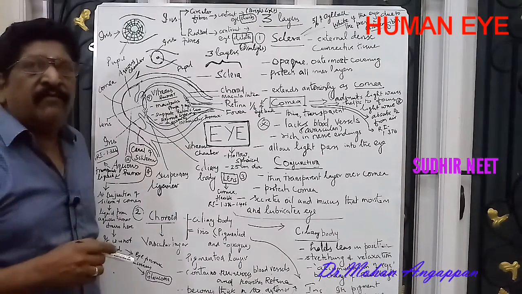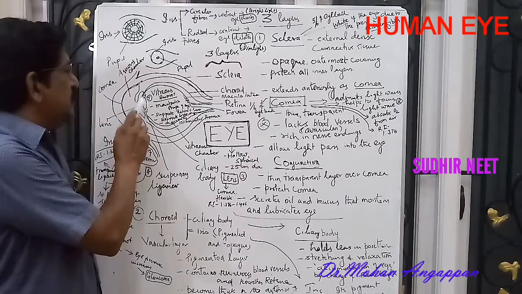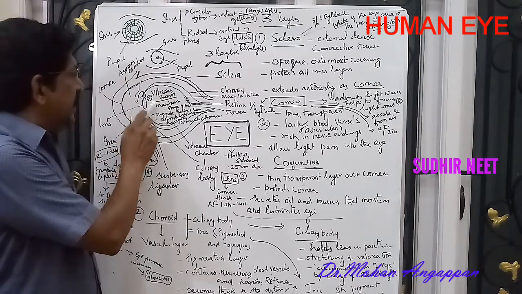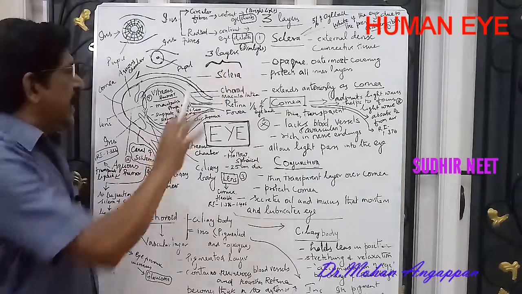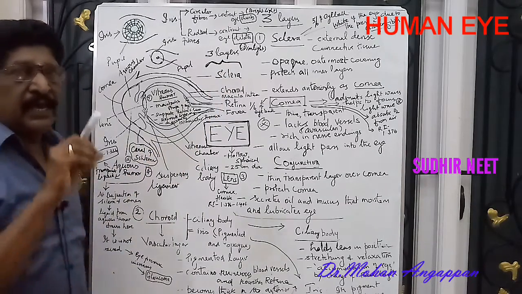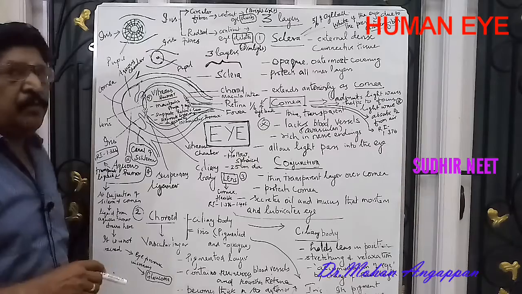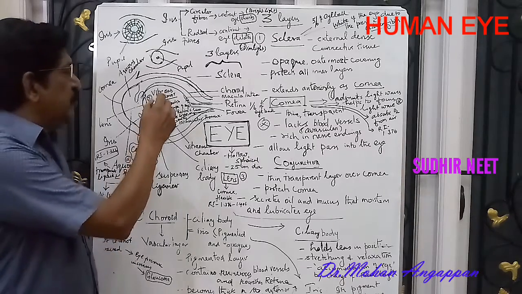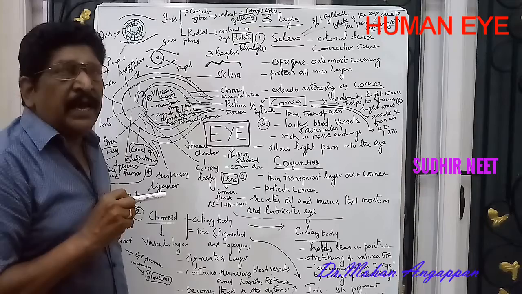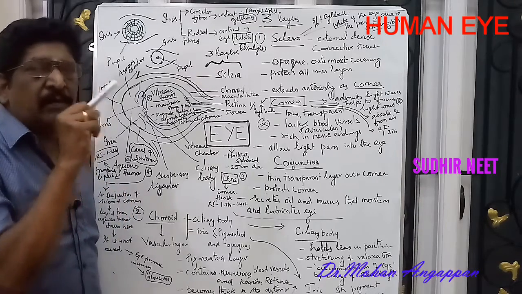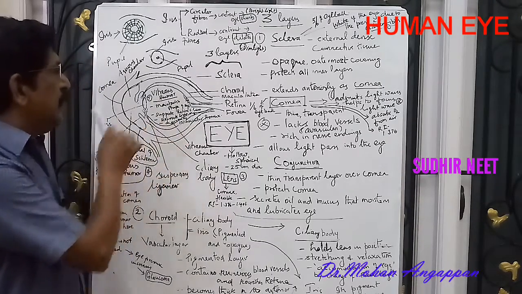Another very important function of this vitreous humor: as the light passes through this lens and comes to the vitreous chamber, the vitreous humor refracts the light. It helps in the refraction of the light. Another very important function of the vitreous humor is that it maintains the intraocular pressure of the eye. So this is about the vitreous humor.